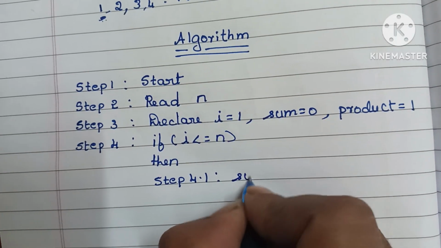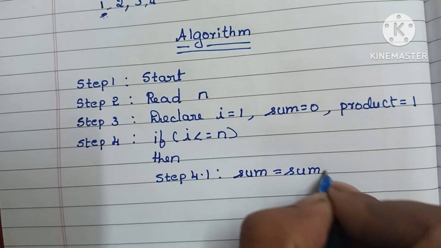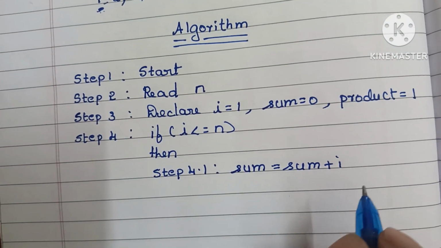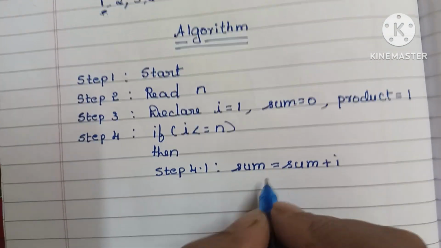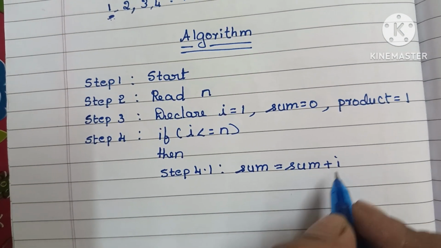Here we have to find the sum. Sum is equal to sum plus I. We have to calculate the sum value, that is, sum is equal to sum plus I. Initially sum is equal to 0, and to that we have to add the I value.